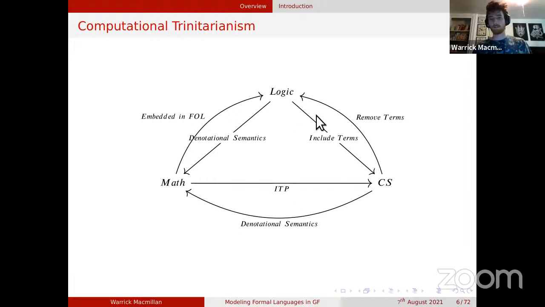But you can also just remove terms and take a programming language's internal logic and turn it into logic. And in some ways, I guess this isn't an isomorphism as it's so often incorrectly called, because there's many ways of appending a term to a given logic.